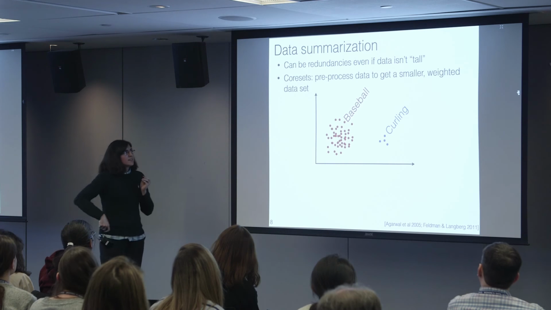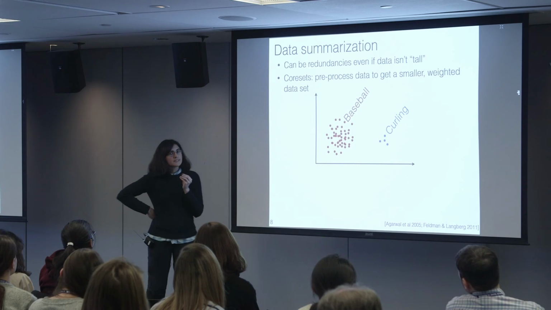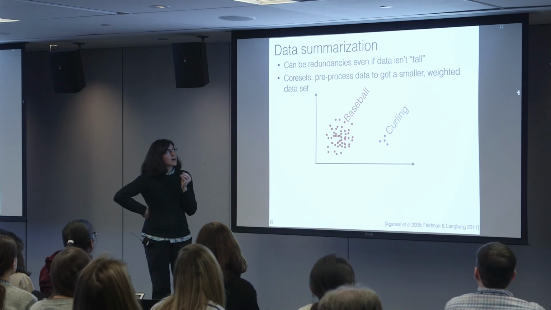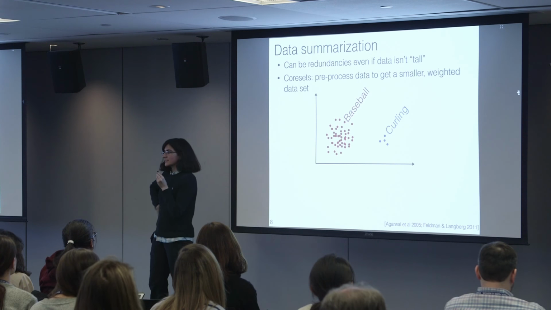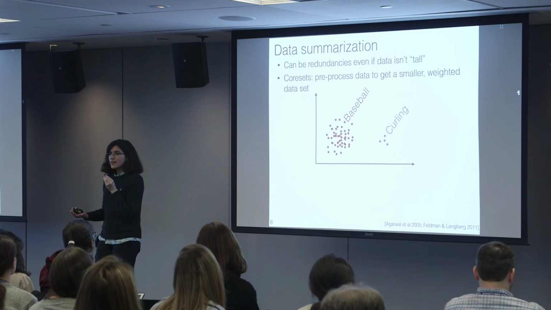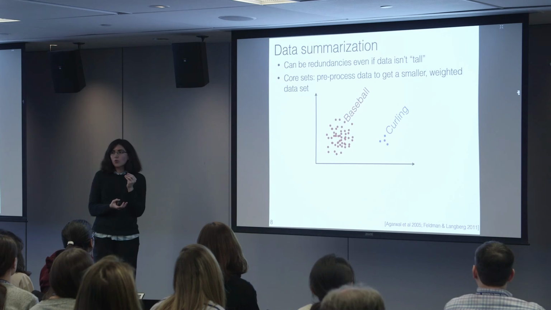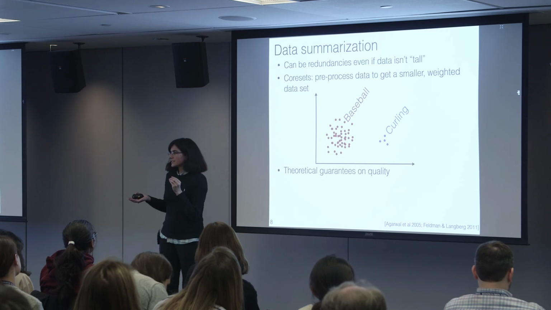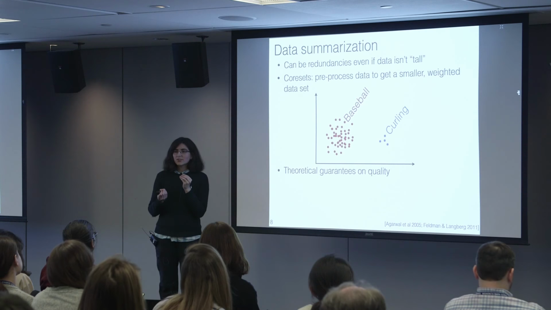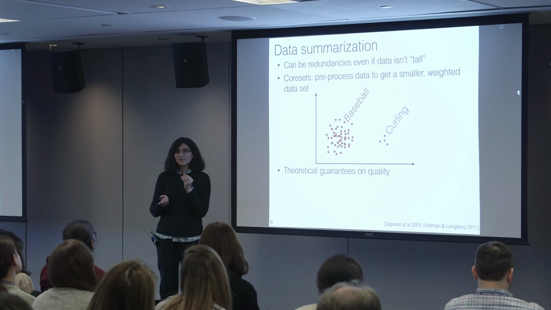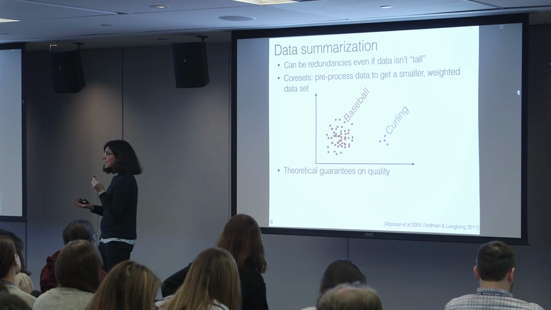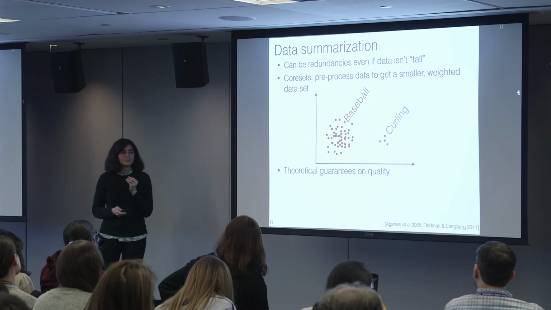Okay, well that's a nice idea. In fact, it's an idea that exists in the theoretical computer science and computational geometry literature, this idea of pre-processing the data to get a smaller weighted data set and then running some kind of algorithm on it. And it's called a core set, because it gets at the core of the data set. And I think what's particularly exciting about this work is not just that you could do this, but that you can get theoretical guarantees on the quality of inference when you run your algorithm on this smaller data set. So this is something that we'd like to have for Bayesian inference and for machine learning in general.